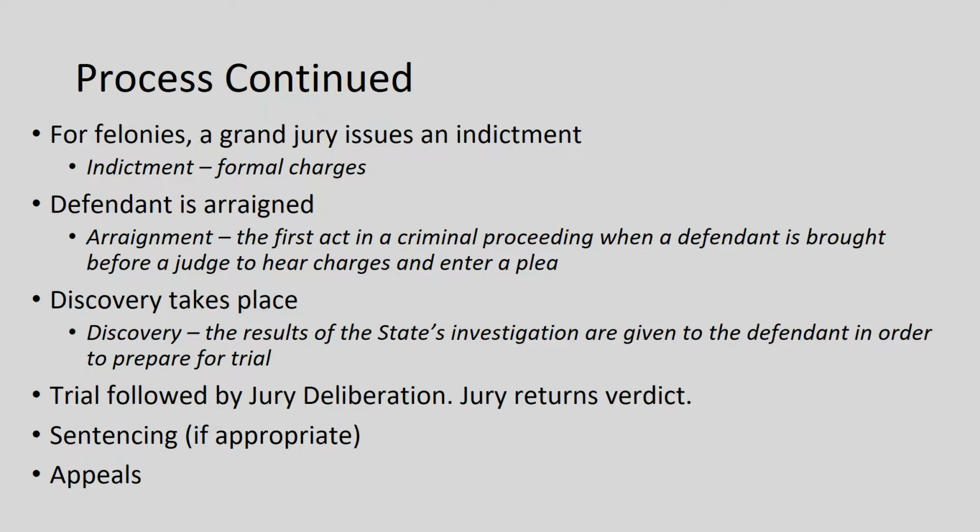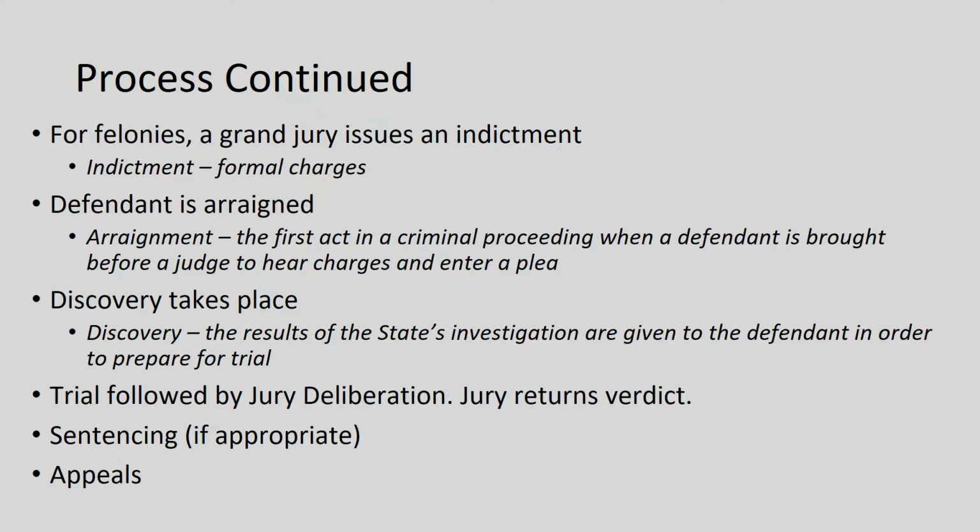All right, so let's continue. For felonies, a grand jury must issue an indictment. Okay, an indictment is formal charges. Okay, and then the defendant is arraigned. Okay, at an arraignment, you hear your charges and you enter a plea of guilty or not guilty. All right, then discovery is the next step. You often don't hear about this on those crime shows. Okay, so whatever comes out of the state's investigation has to be given to the defendant so that they can see what is happening. They cannot hide any evidence that they have. They have to share it.